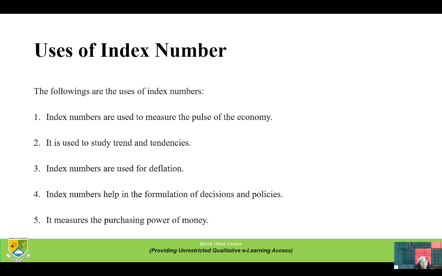So let's move to the uses of index numbers. The following are uses of index numbers. 1. Index numbers are used to measure the pulse of the economy. 2. It is also used to study trends and tendencies. 3. Index numbers are used for deflation. 4. Index numbers help in the formulation of decisions and policies. And 5. It measures the purchasing power of money.